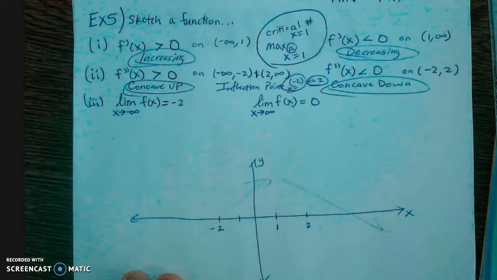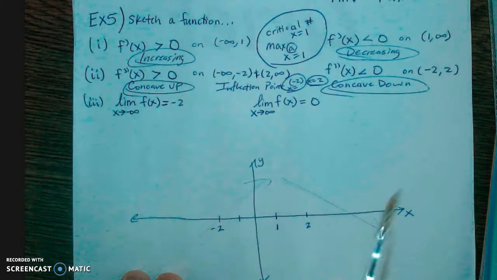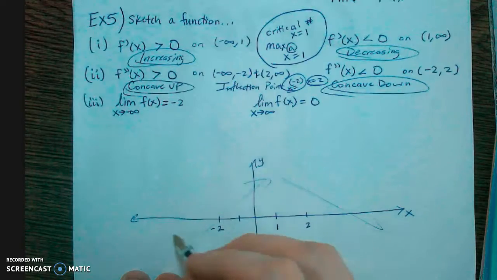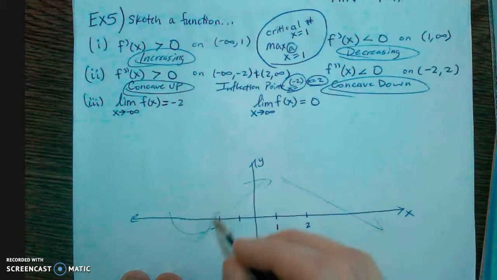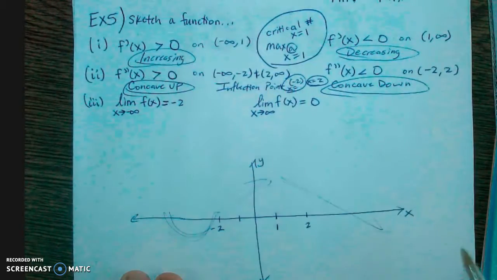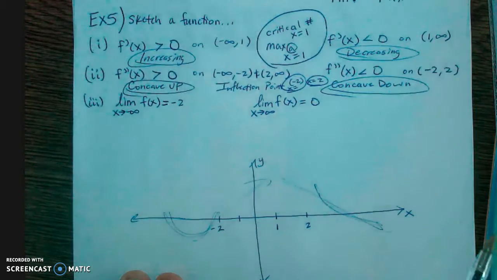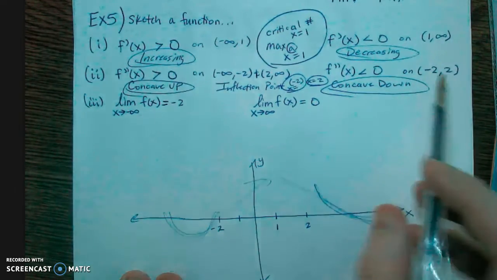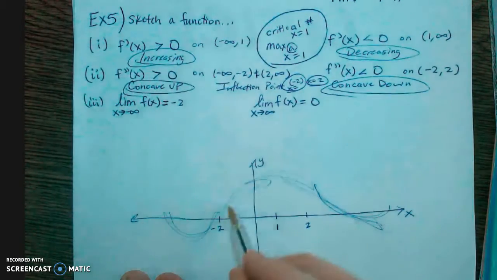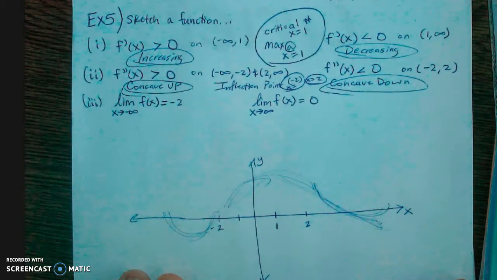So what does that mean? So if I use these rough sketches from before, to the left of -2 is concave up. So we can kind of make it concave up. And from 2 to infinity is also concave up, so we can kind of do that. So curve. And then from -2 to 2 is concave down, so we can kind of do that. So we're starting to get a better idea.